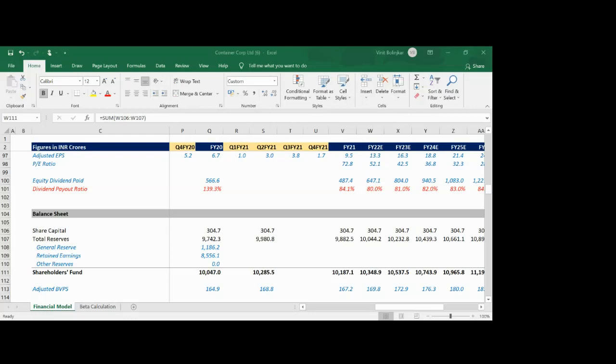Okay. So if you see IOCL, okay, IOCL has got very high interest payment because it's a very capital intensive business.